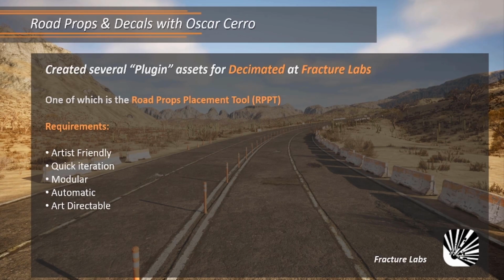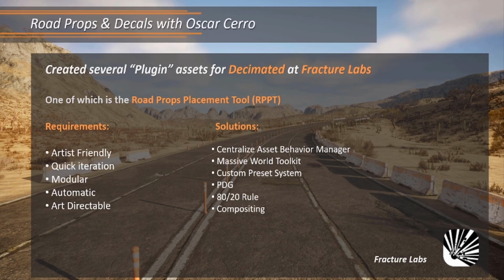Modularity and automation are pretty straightforward, but the team needed the tools to be artist-friendly, mostly because the art team were unfamiliar with Houdini. This needed to allow quick iteration as the team was still developing the map, and most importantly, they needed to be art-directable. And now, these are the solutions that we found for these problems.